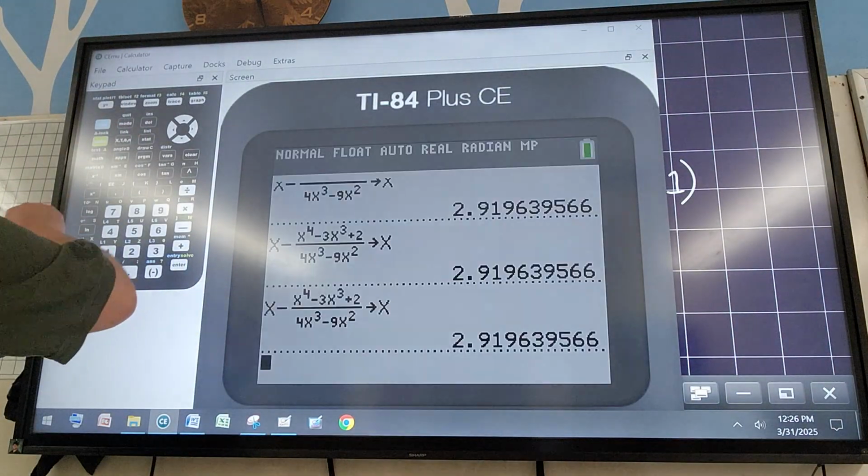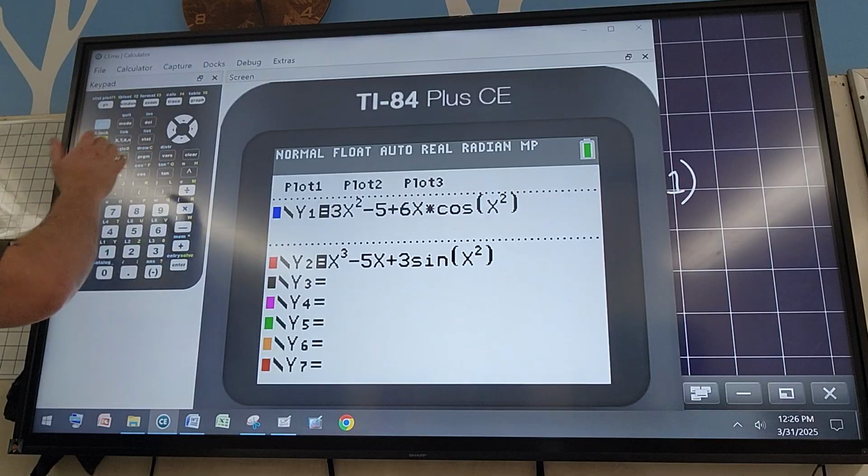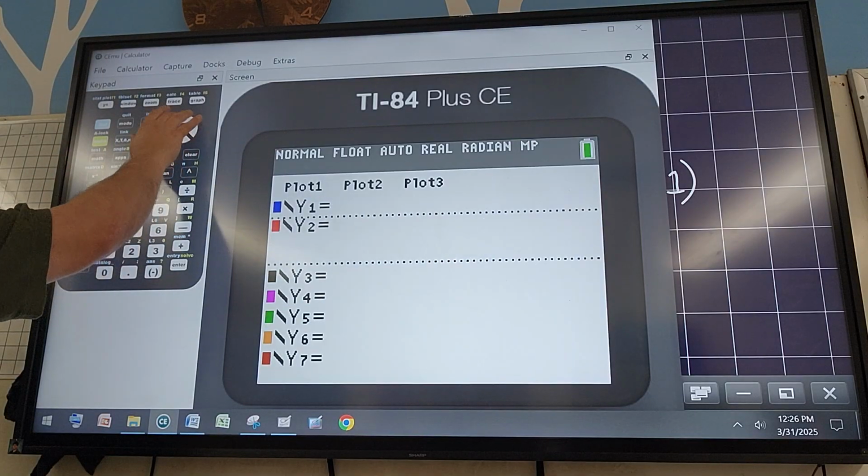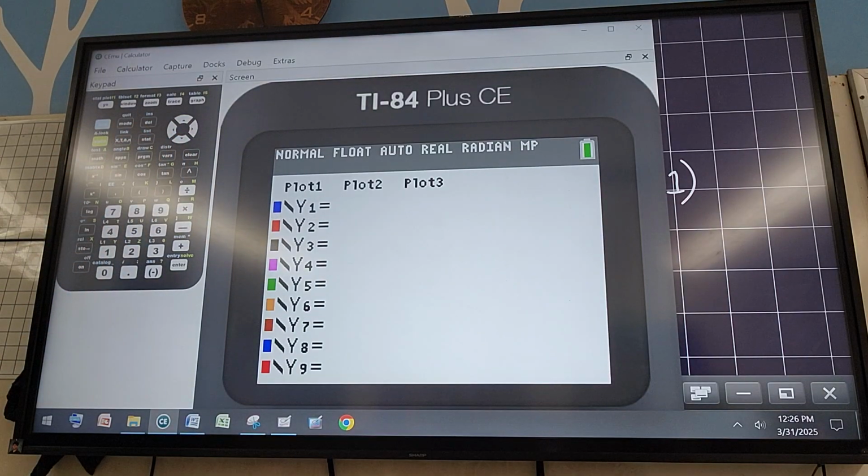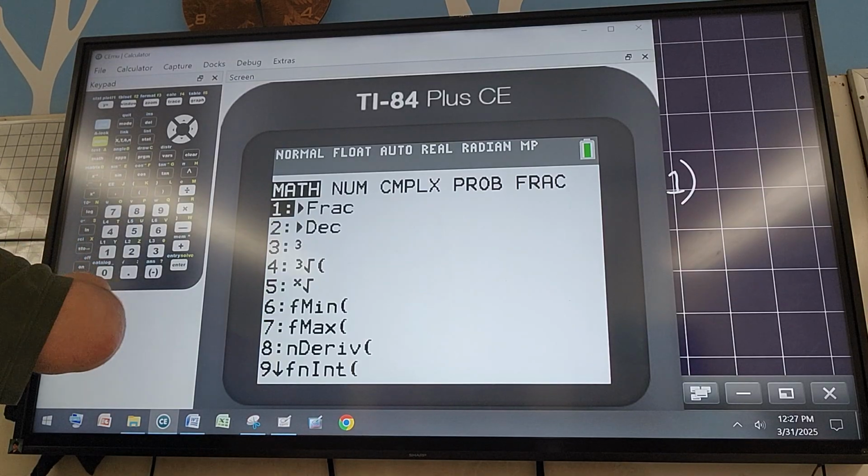If we do a graph just to get started on this one, you can do that two different ways. You could graph both the positive and the negative version and ignore everything that's negative, or you could use the absolute value function in here, which I believe is under math.